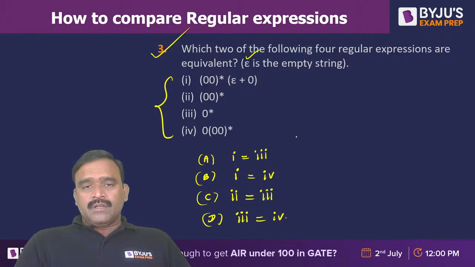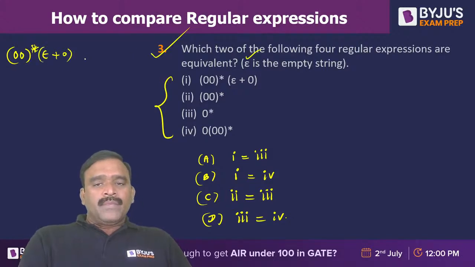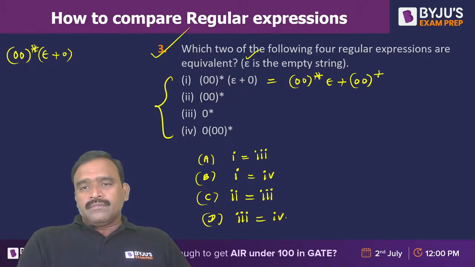So now you can tell me. For instance, if I am taking (0 0) whole star, (0 0) whole star (epsilon plus 0), what does it mean? It can be written like this: (0 0) whole star followed by epsilon, or (0 0) whole star followed by 0.